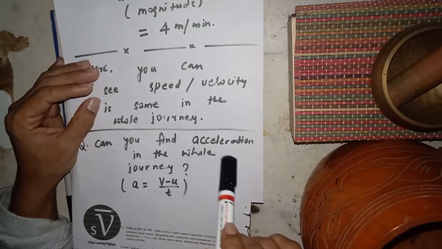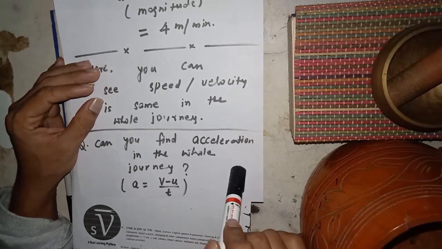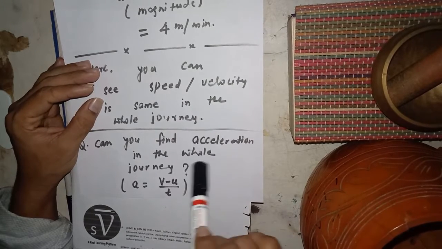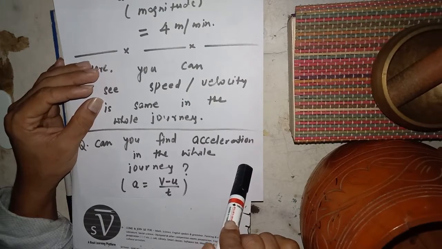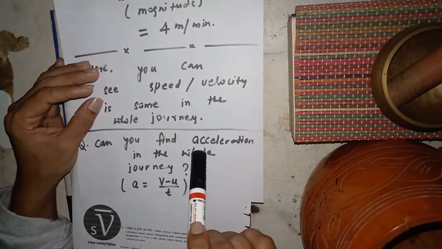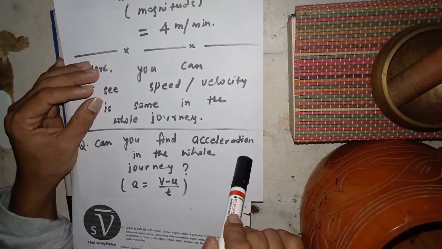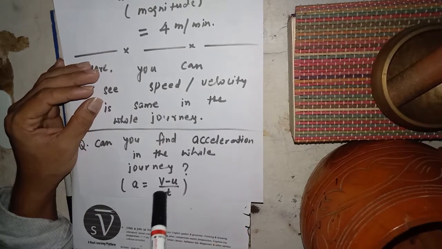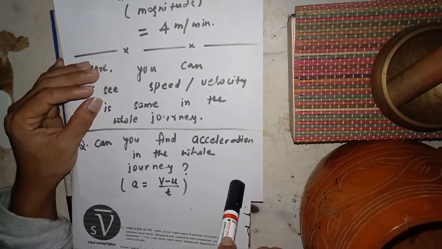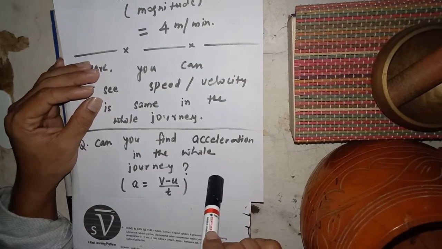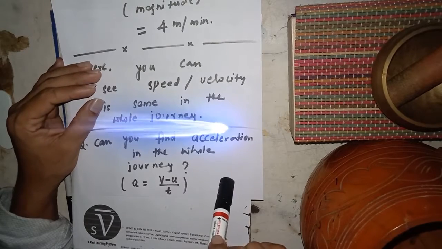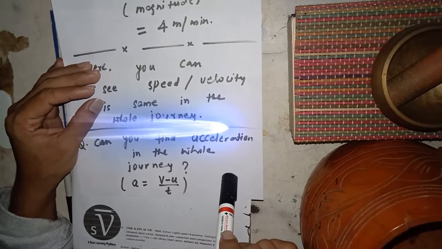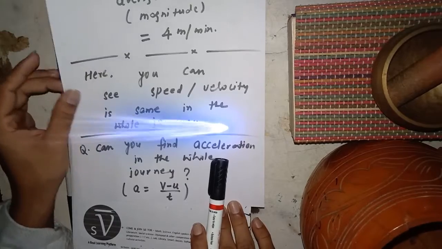That's why it is called non-accelerated motion or uniform motion, because here speed is constant, velocity is constant, and there is no acceleration at all. That means if there is constant velocity, acceleration is 0. It means v and u are the same in this case, because v is 4 meter per minute and u is also 4 meter per minute. That means both are the same, so their difference is 0. Have you got my point?